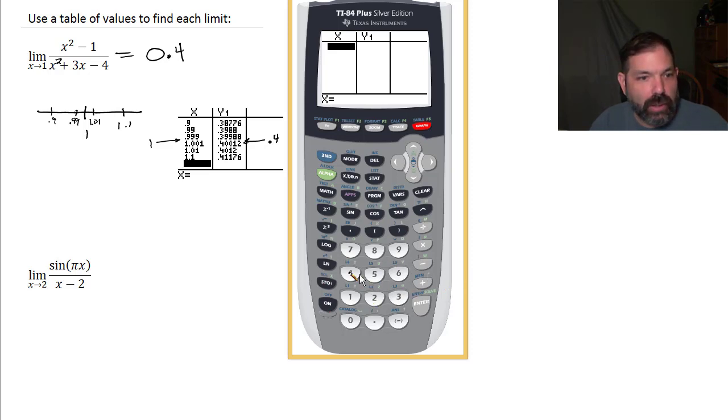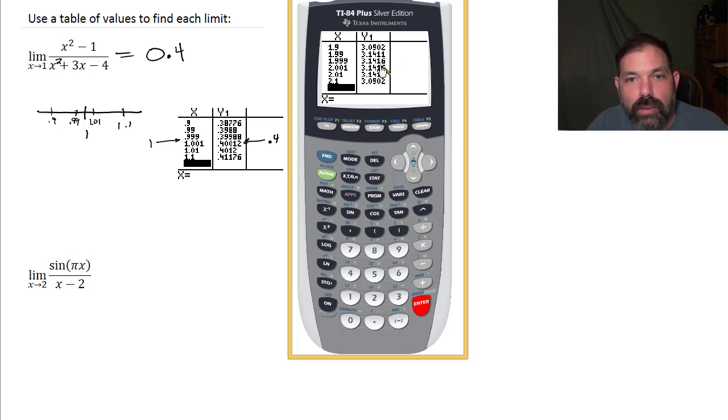All right, so sine pi x, I've got the function in, and let's see. So letting x approach 2, let's go with 1.9 as an input, 1.99, 1.999, 2.001, 2.01, 2.1.